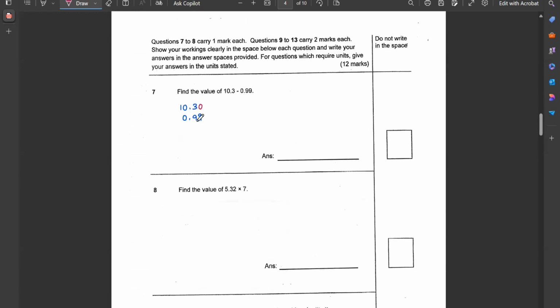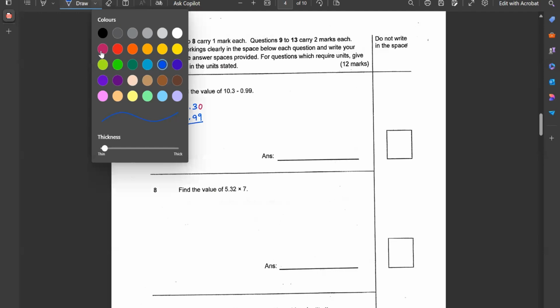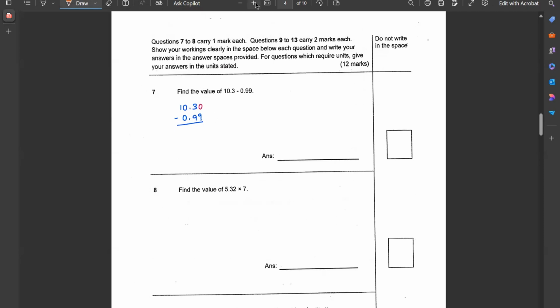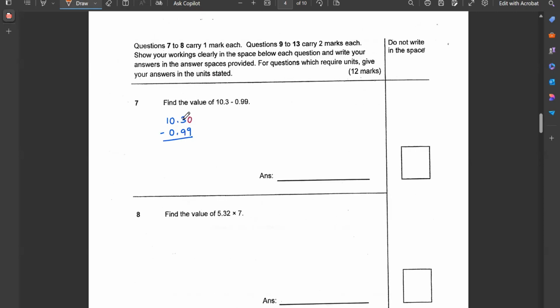2 decimal places, 2 decimal places. Then you can go on to perform your subtraction. We're going to subtract for this. I'll just use a different color, let's use an orange one. So let's subtract. 0 minus 9, so 3 cancel, become 2. Then this will become a 10. I'll just put a 1 next to the 0. I hope you all can see that.